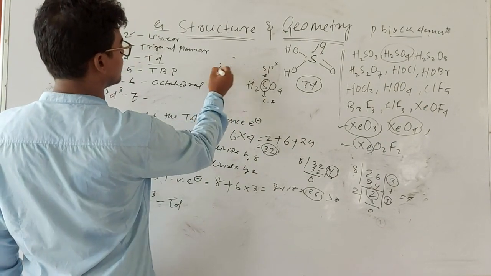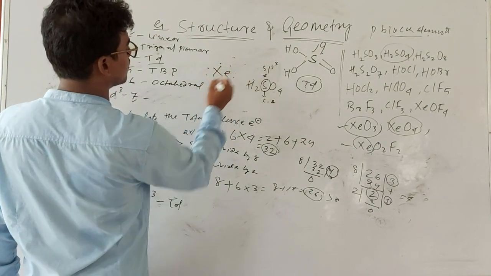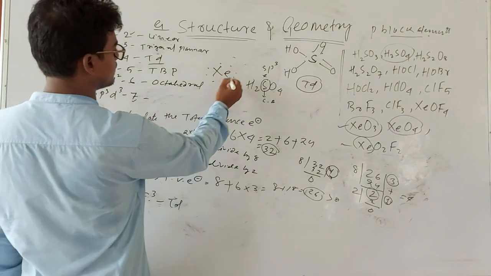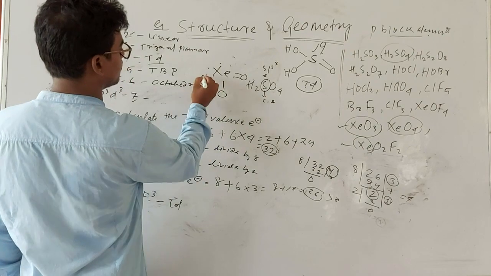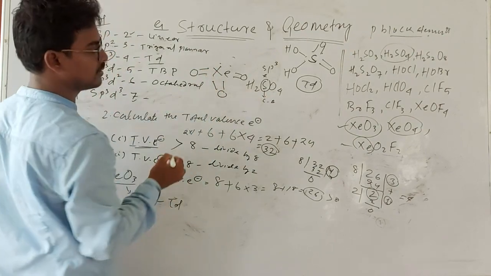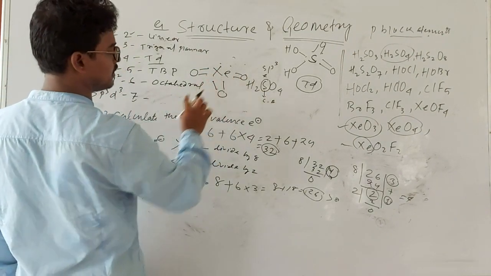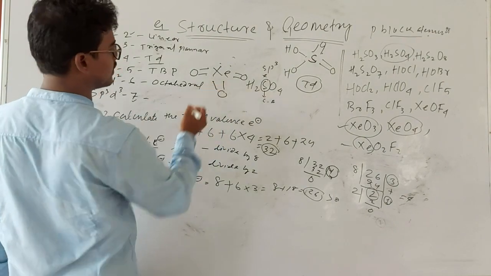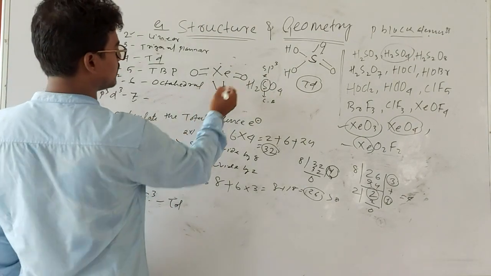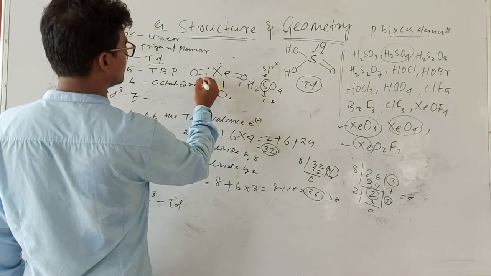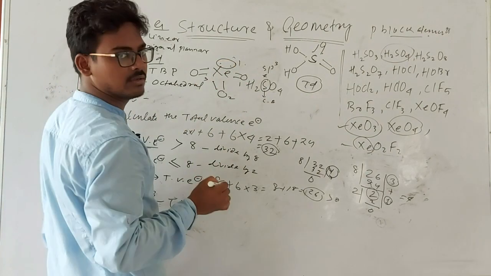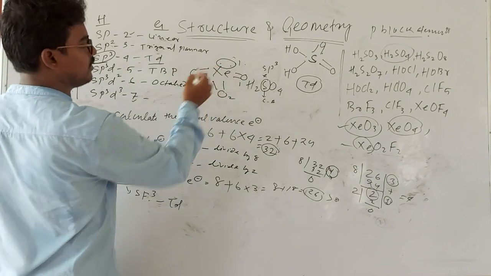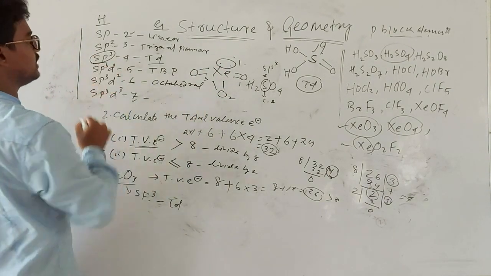Xe contains 8 electrons. And the valence of oxygen is 2, therefore each oxygen will form a double bond with xenon, so 3 oxygens form 3 double bonds. So this is 1 bond, 2 bond, 3 bond, and here 1 lone pair is there. The total is 3 plus 1. So here 3 bond pairs and 1 lone pair belong to the sp3 hybridization.